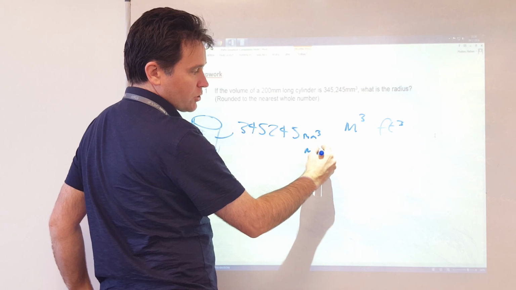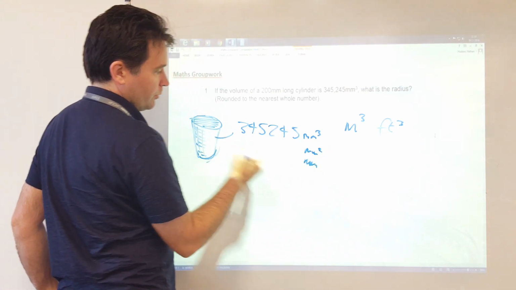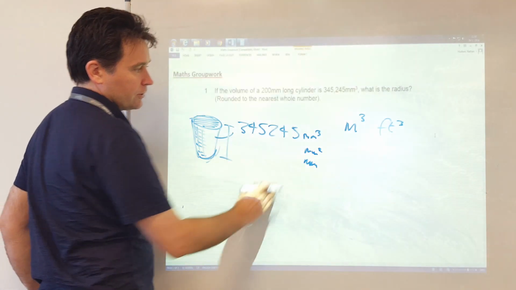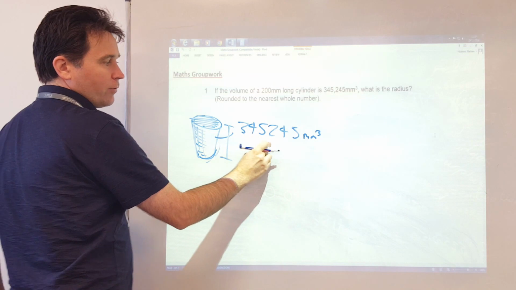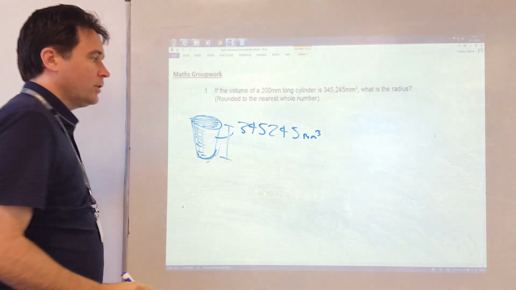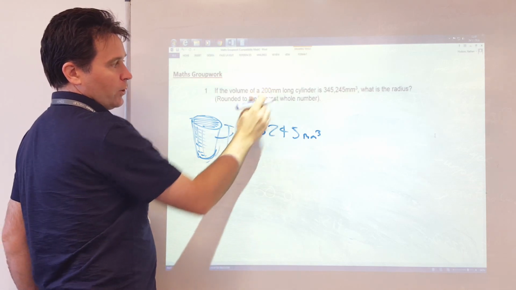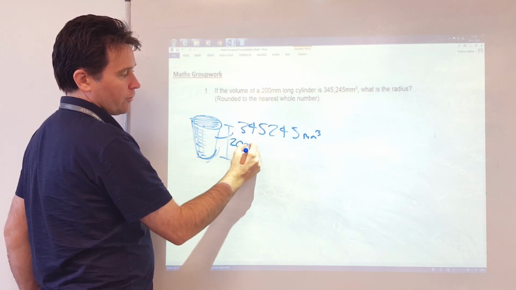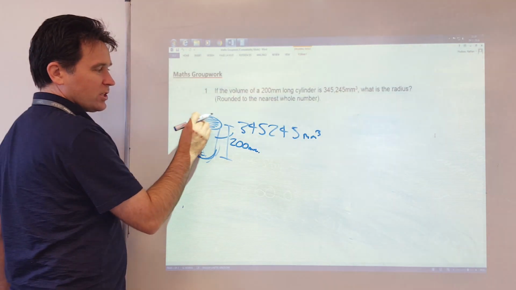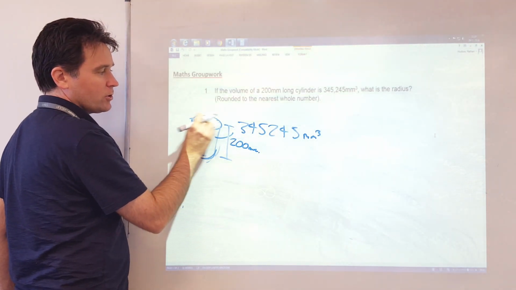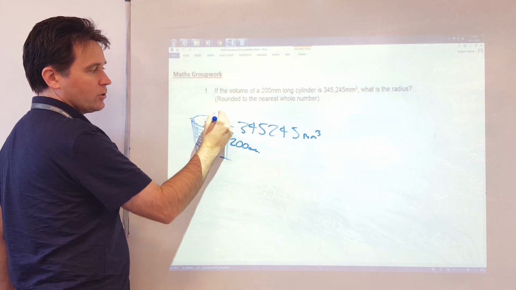Obviously if it was millimetres squared, you'd be talking about an area, and if it was just millimetres, you'd be talking about just a length. So in this case, 345,245 millimetres cubed is the volume of this object. We know it's 200 millimetres long. What's the radius? So it's similar to the last problem. It's basically saying, what is that distance there? What's the radius of the cylinder?